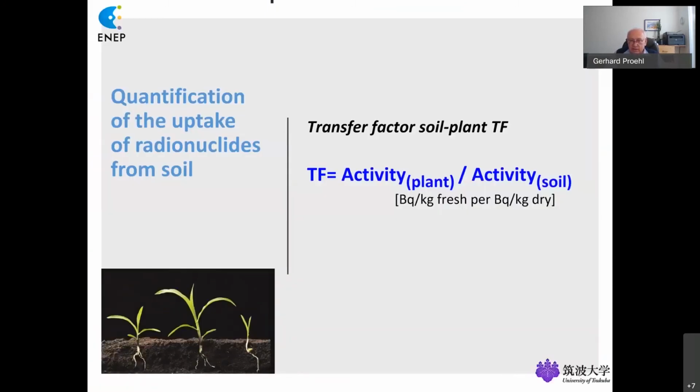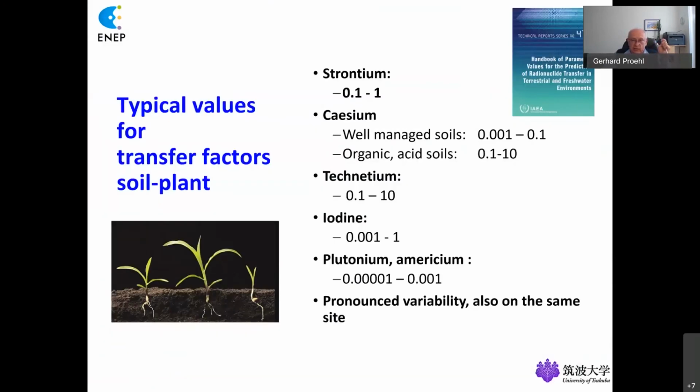The transfer factor for a plant is quantified by a simple concentration ratio of the activity in plant and the activity in soil. Here you have some typical values for transfer factors for strontium, cesium, but here also for technetium, which can be very important when looking at waste disposal. Here you see pretty high values ranging from 0.1 to 10 becquerel per kilogram in plant per becquerel per kilogram in soil.